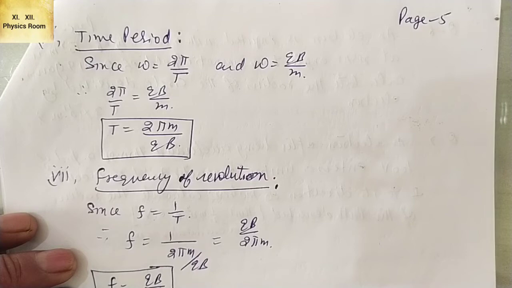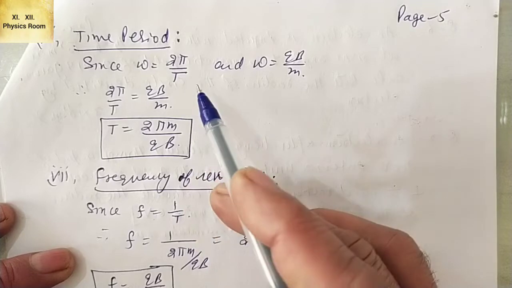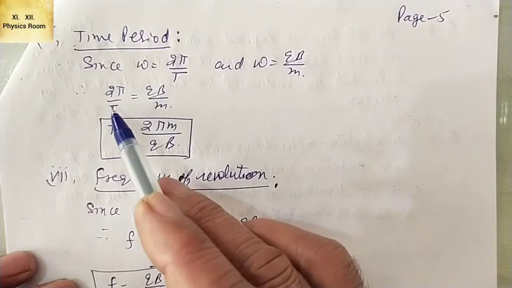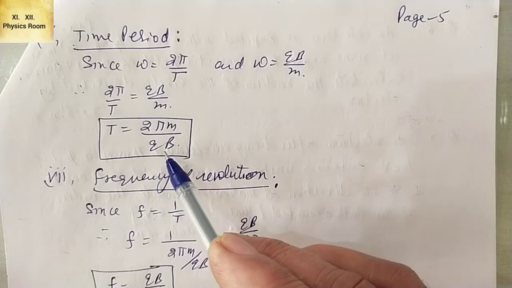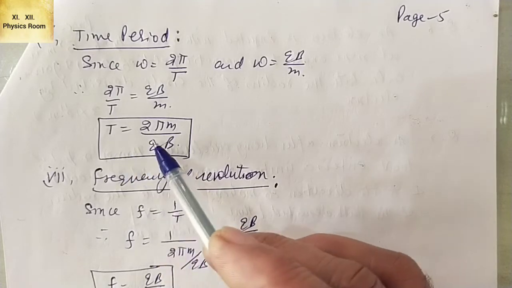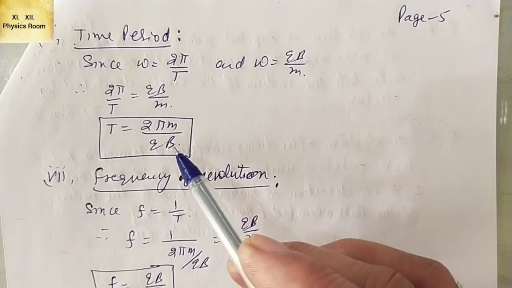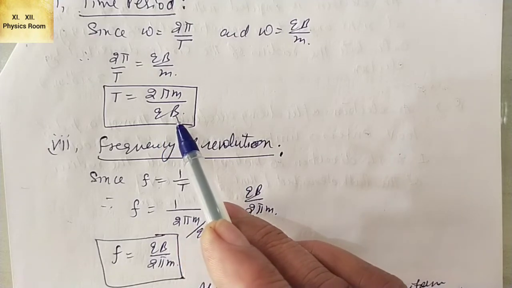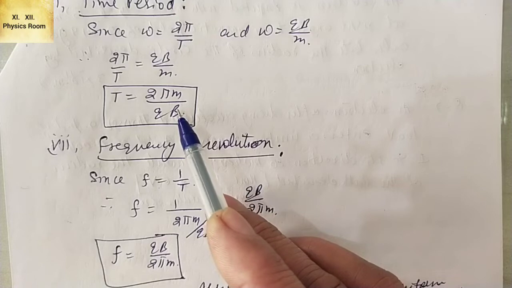Now time period. Since omega is equal to 2 pi by T, and omega is QB by m as we have calculated, therefore 2 pi by T is equal to QB by m, and T is equal to 2 pi m by QB. Now the time period is independent of the velocity of the charge. It depends inversely upon the magnitude of the charge and the magnetic field, and directly upon the mass of the particle, but it is independent of the speed of the charge.